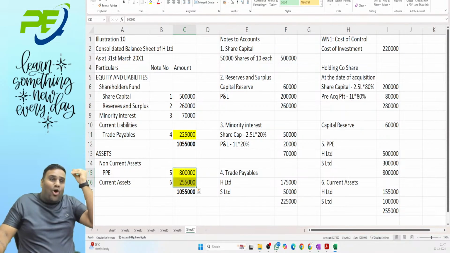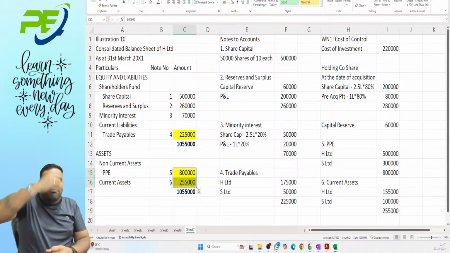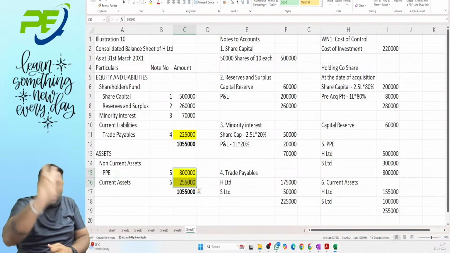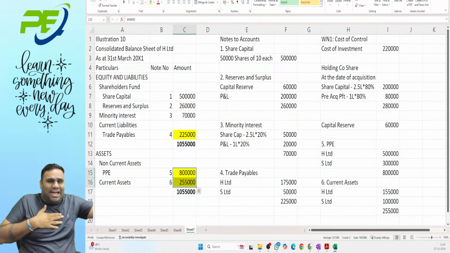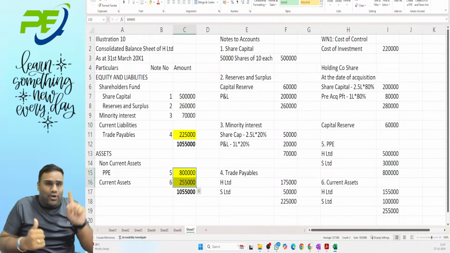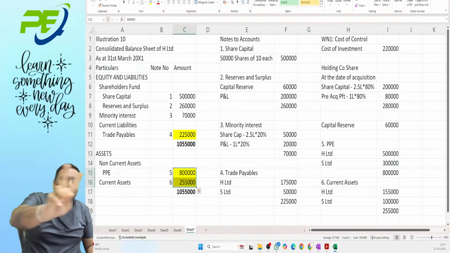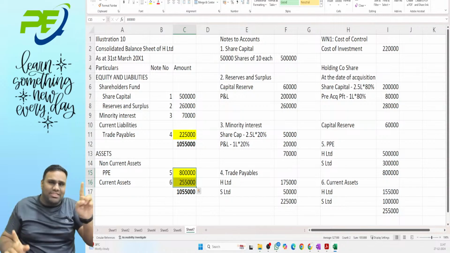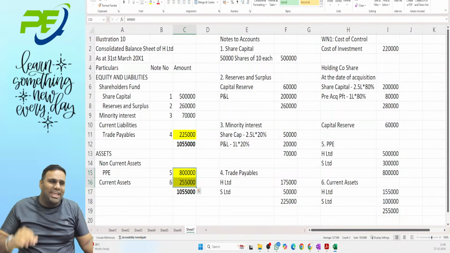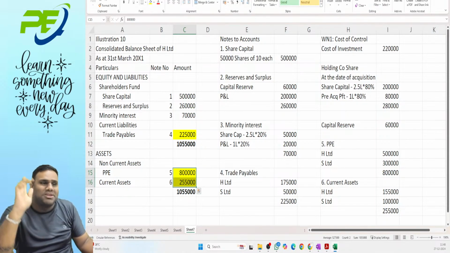Very easy. Always in consolidation, start from the asset side, and you will see the confidence you get in the exam. Maximum challenge can be 1 or 2 adjustments. One is intercompany owing: holding company debtors and subsidiary company creditors, or the other way, holding company creditors and subsidiary debtors. That you will subtract as intercompany owing. Second is stock, unrealized profit. Maximum these 2 adjustments on the asset side. Only 2. The entire game of consolidation is in reserves and surplus. Why is this reserves and surplus? Amalgamation, nature of merger, nature of purchase, still not understood.